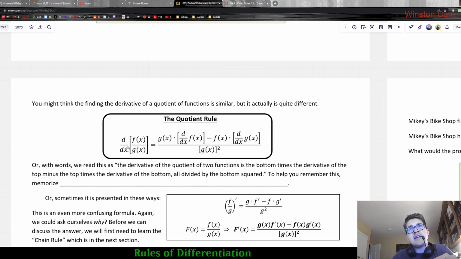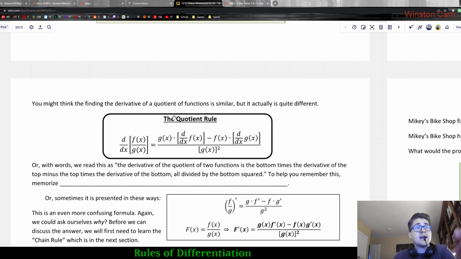It says if we take the derivative d dx of f of x divided by g of x, a quotient of two functions, that's equal to g of x, which is the denominator, the bottom, multiplied by the derivative of the top, minus the top times the derivative of the bottom. And you might notice this is, so far, very similar to the product rule, as we're just mixing second d first minus first d second. And then all of that is divided by g squared.